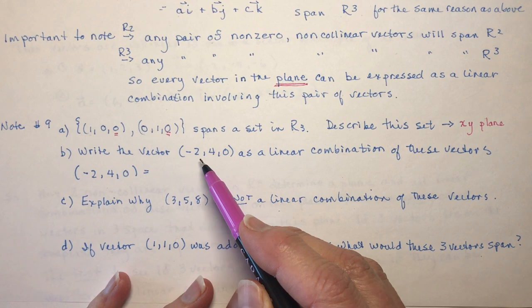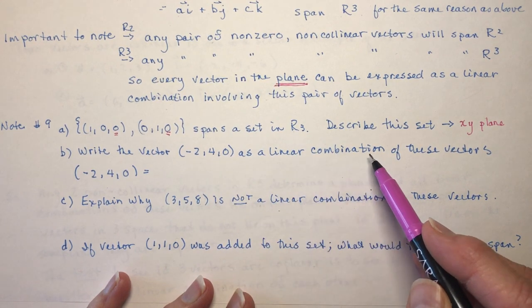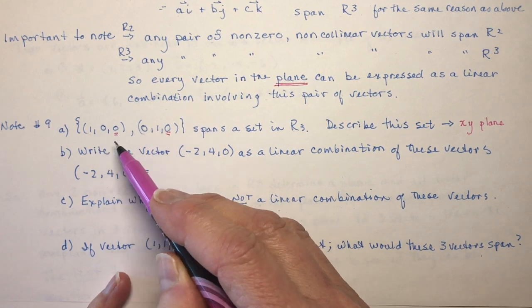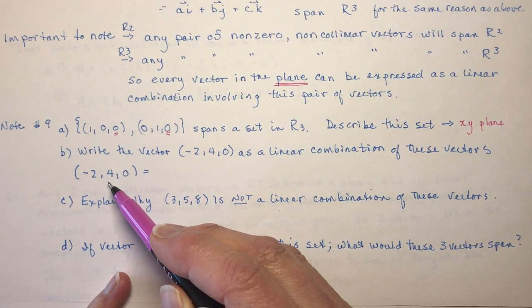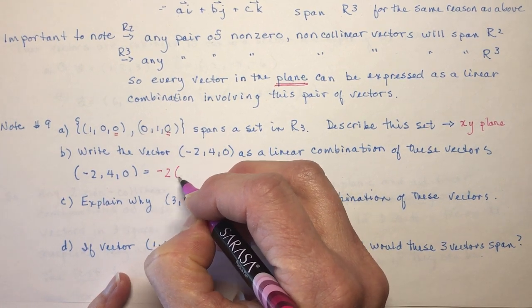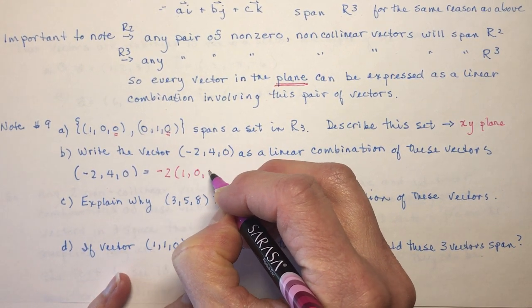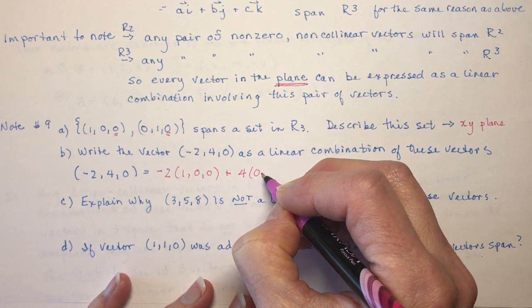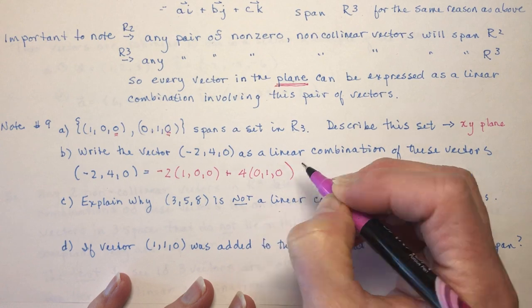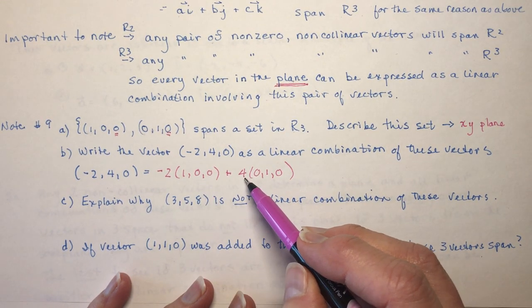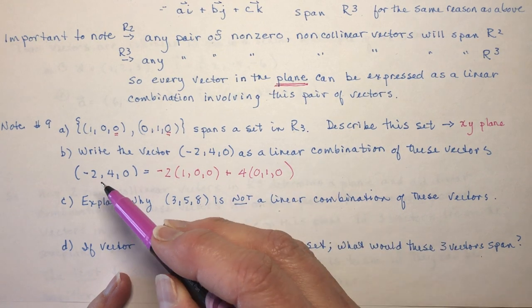Write the vector -2, 4, 0 as a linear combination of these vectors. So if I were to use these two vectors and I wanted to get this vector, all I'd have to do is -2 times this vector, and to that I'm going to add 4 times this vector, right? That's going to give me -2, 0, 0, plus 0, 4, 0, which is this.